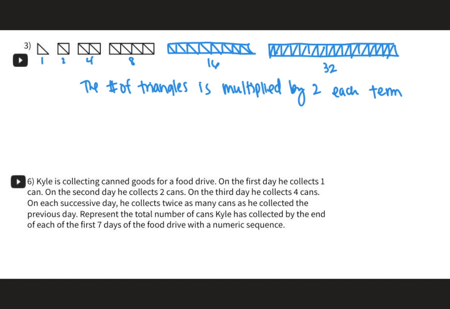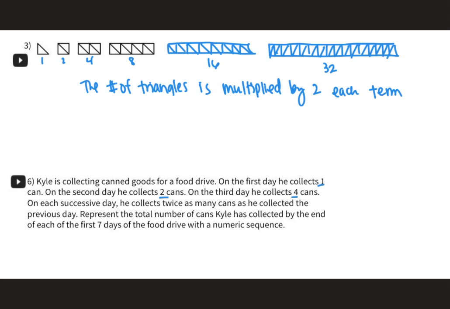All right, number 6, Kyle's collecting canned goods for a food drive. On the first day, he collects 1 can. On the second day, he collects 2 cans, then 4. And on each successive day, he collects twice as many cans as he collected the previous day. Represent the total number of cans by the end of each day in the first 7 days of the food drive as with a numeric sequence.